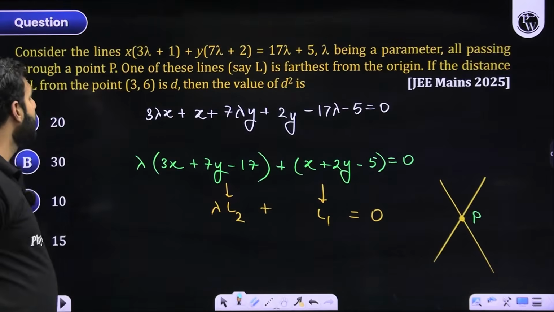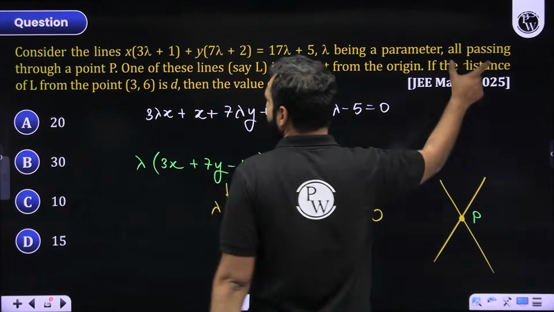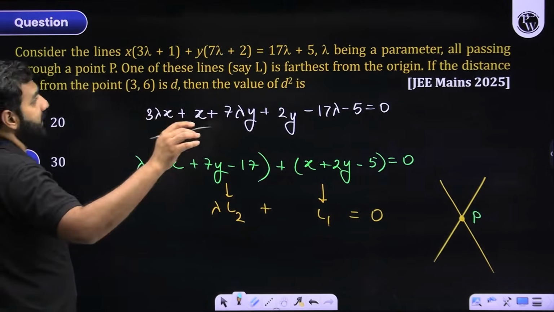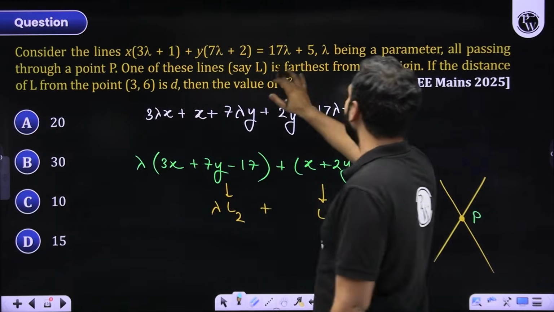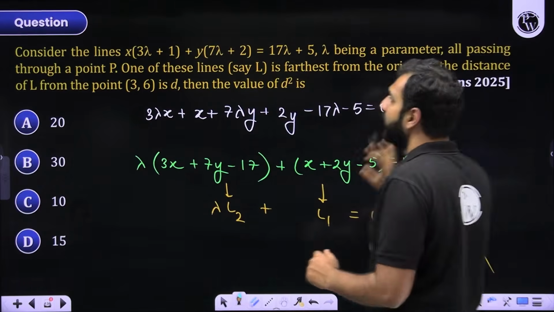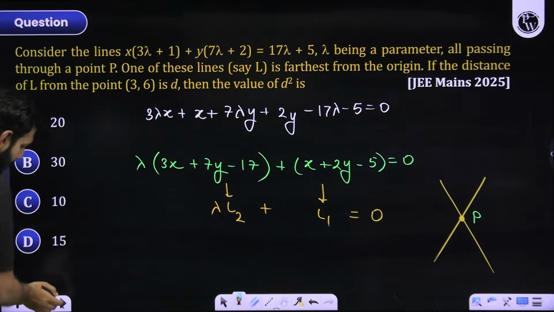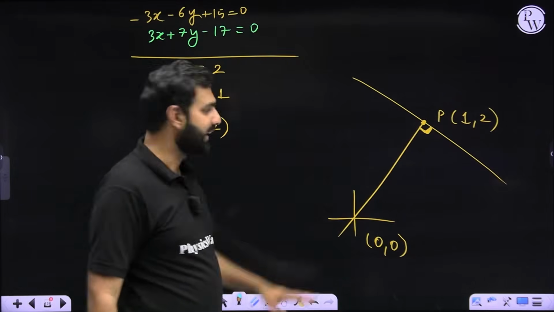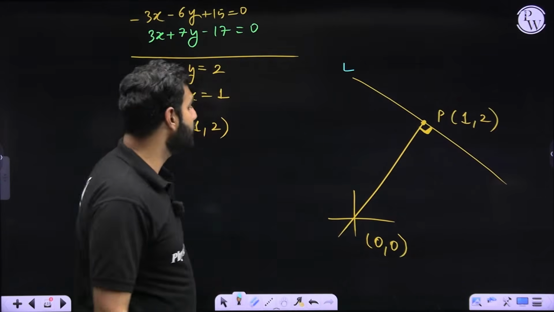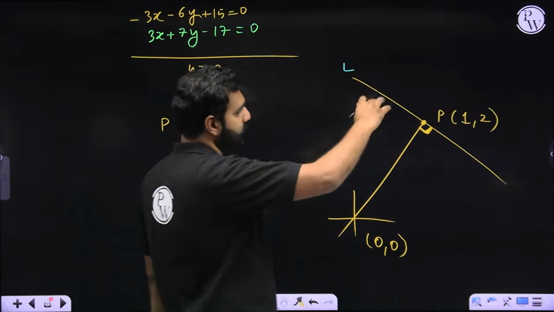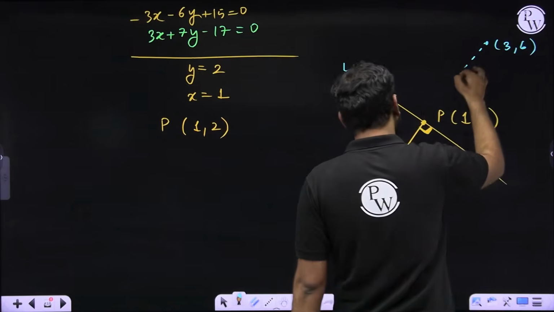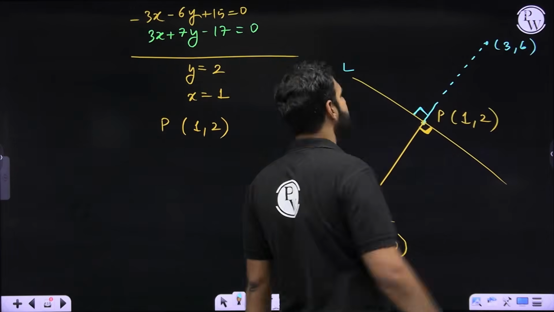But what are we told? We are told that the distance of L from the point 3 comma 6 is D. What do I mean by L? I hope you remember, L is the line farthest from origin. I repeat, this is that line L. I hope you are not getting confused at all. So there is another point, 3 comma 6. So the distance of this line L from 3 comma 6 is needed to be found.